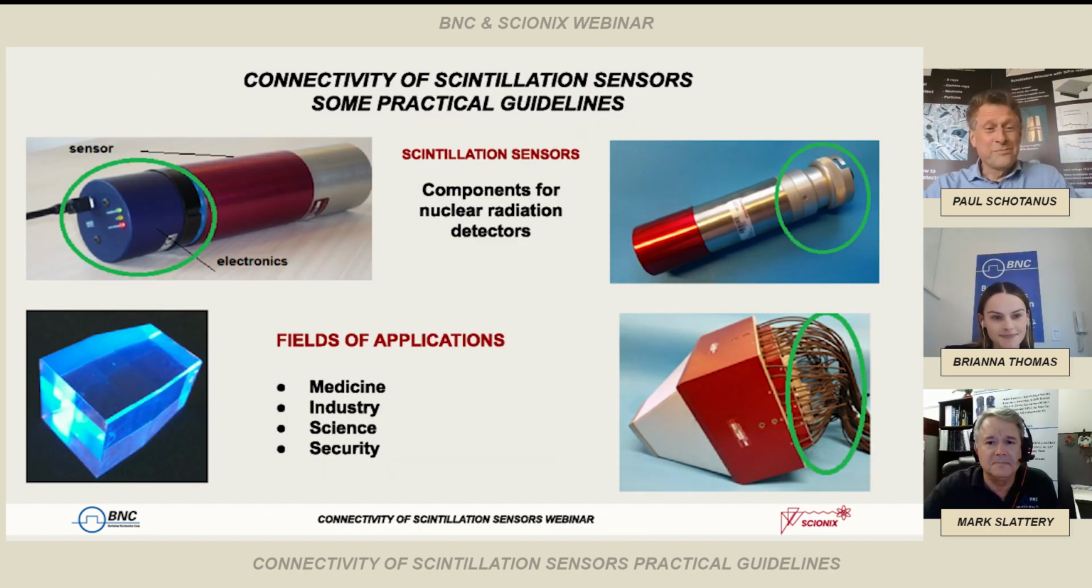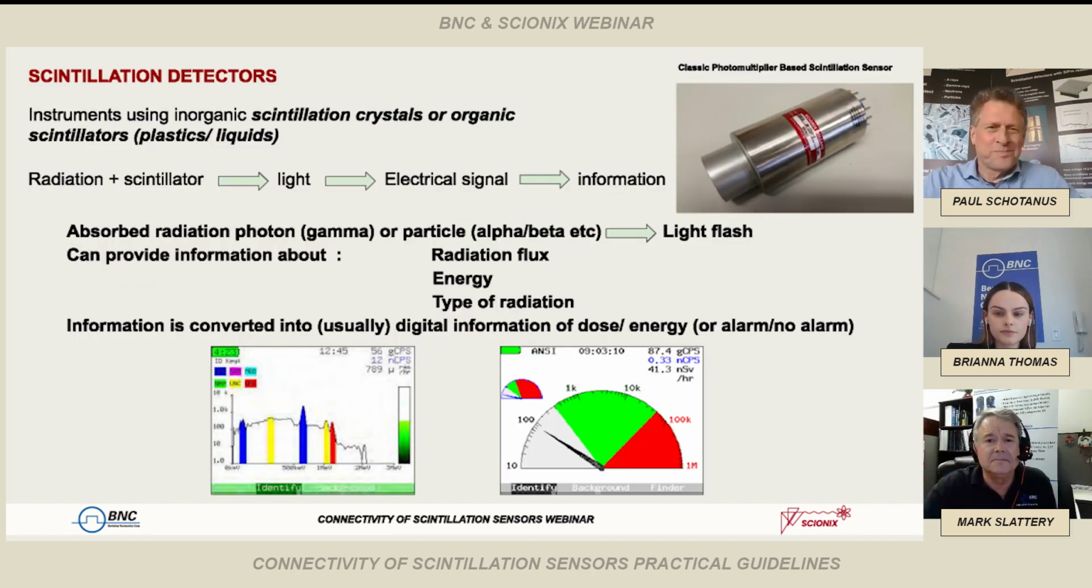Okay, hello everybody. I'm Paul Schotanus at Scionix, and I'm going to talk today about some practical guidelines on how to connect scintillation sensors to the outside world. And with that, I mean connecting sensors to digital bases, digitizers, and electronics, which is essential to get useful data out of your sensor. As you all know, scintillation sensors are used in a great number of disciplines, as you see there below. And each of the disciplines has its specific requirements.